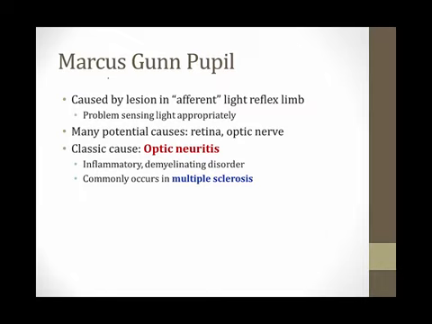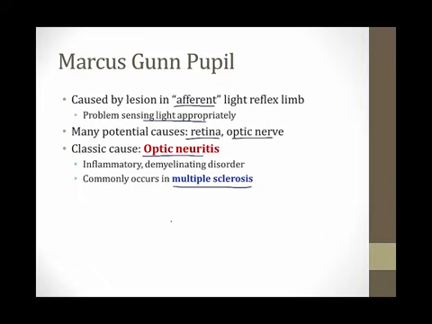The Marcus Gunn pupil is an example of an afferent pupillary defect. It's called afferent because it's caused by a lesion in the afferent limb of the light reflex. There is a problem sensing light appropriately. There are many potential causes of the Marcus Gunn pupil, including problems with the retina and the optic nerve, but a classic cause that you should know, especially for Step 1 of your boards, is optic neuritis. This is an inflammatory demyelinating disorder of the optic nerve, and it commonly occurs in patients with multiple sclerosis, and it will present with a patient who is having vision problems and has a Marcus Gunn pupil after performance of the swinging flashlight test.